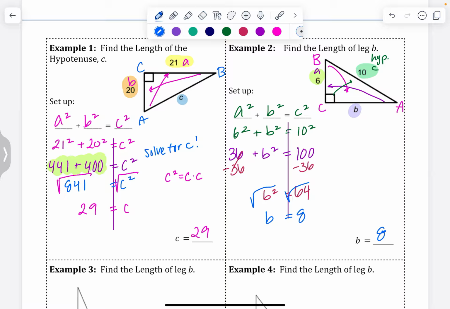Okay, I want you guys to try example 3 and example 4. So go ahead and press pause and try those 2 examples.